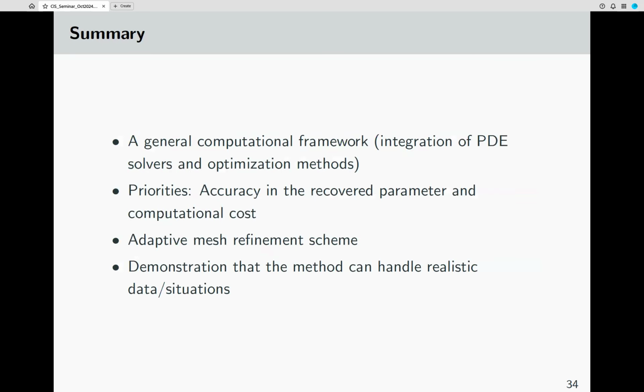Okay, so that's almost it. The thing that we are doing is building a general computation framework, integrating the PDE solver and optimization methods. The main priorities are accuracy of the recovered parameter, we want to resolve these properly, while also being mindful of the computational cost, because it's a large scale optimization problem. You have to solve your forward problem at every iteration, which doesn't help, because that's a PDE solver that we have to run every time. So we can show that it can handle some realistic data and situations.